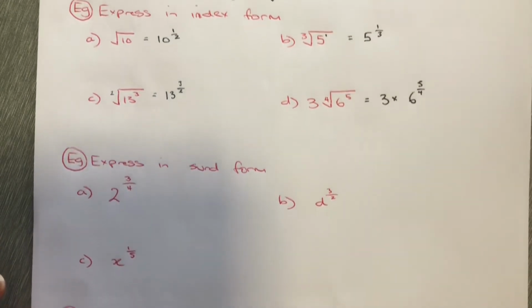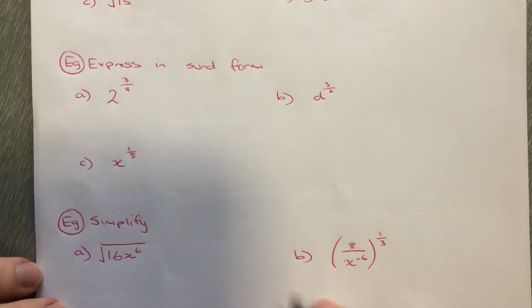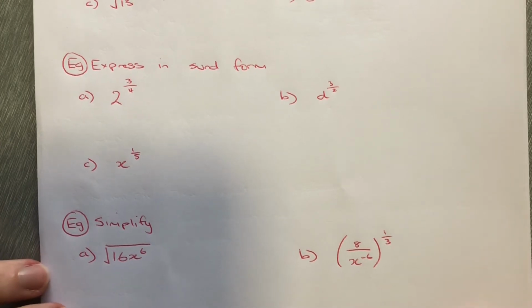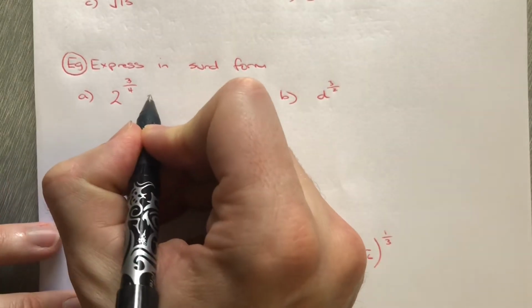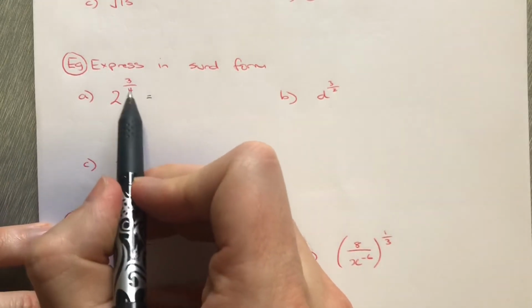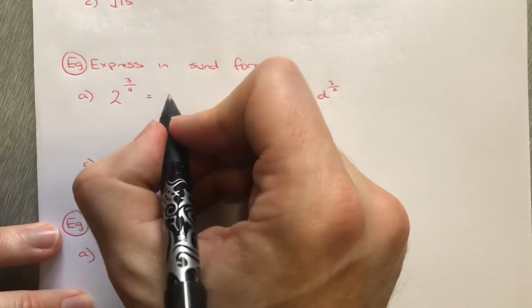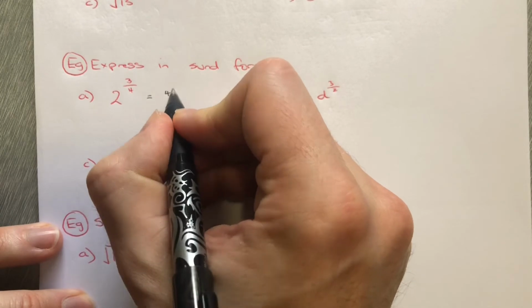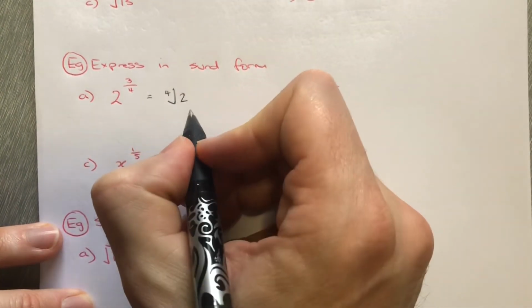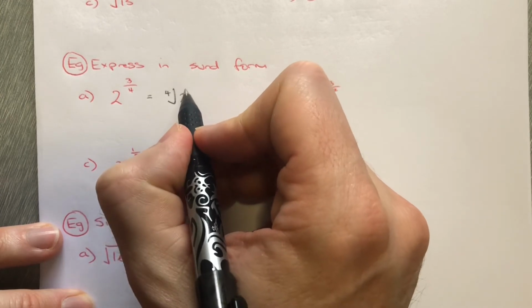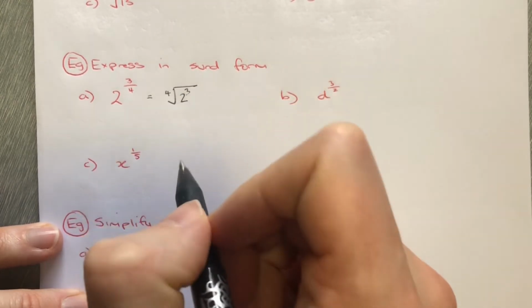So let's do the same sort of thing, except rather than changing them from roots to powers, we're now changing them from powers to roots. Okay, so this one over here, I want to look at the denominator. Now I don't even know how to say this properly, but this is the 4 root, and our 2 goes down the bottom, and our 3 would go just there.